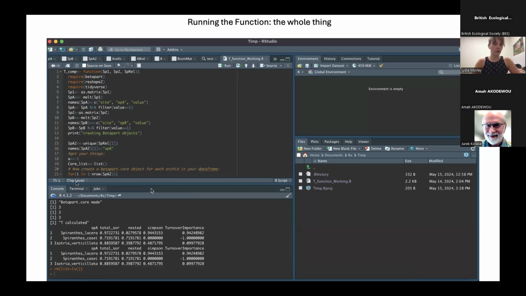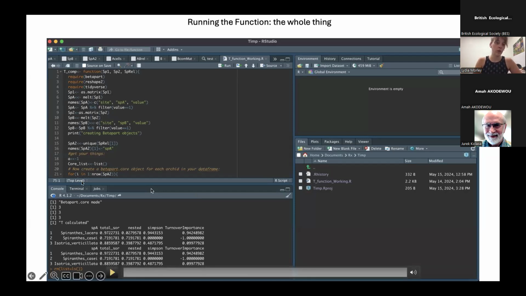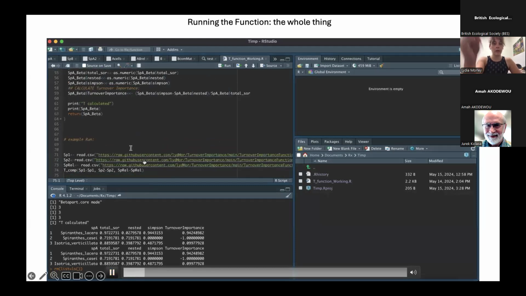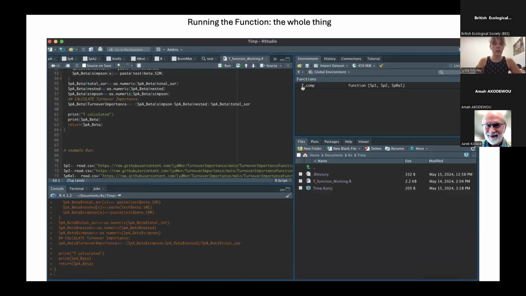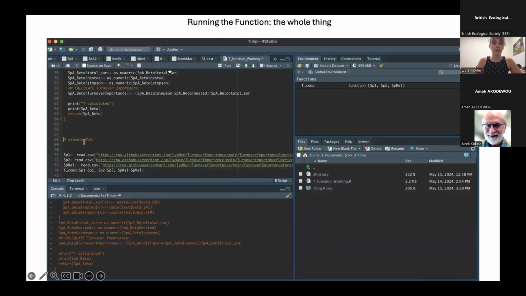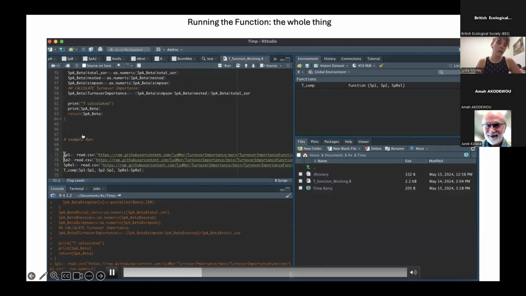So sorry, but I'll show you what it looks like here. I've just pasted the full function into a script in R, and I get that function into my functions, which is called tcomp.